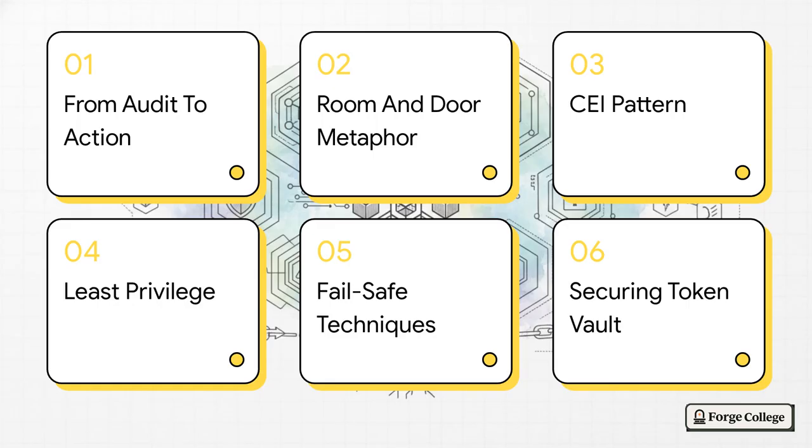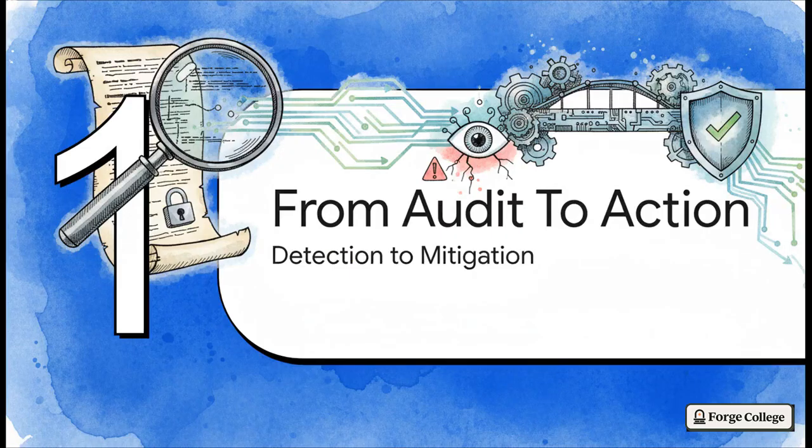We'll go from audit to action, introduce the room and door metaphor, cover checks, effects, interactions, the principle of least privilege, building fail-safe techniques, and finally, securing the token vault. All right, part one, from audit to action, bridging that gap from detection to mitigation.